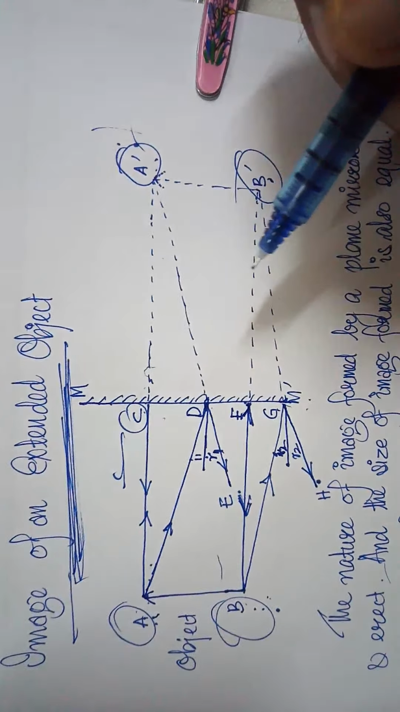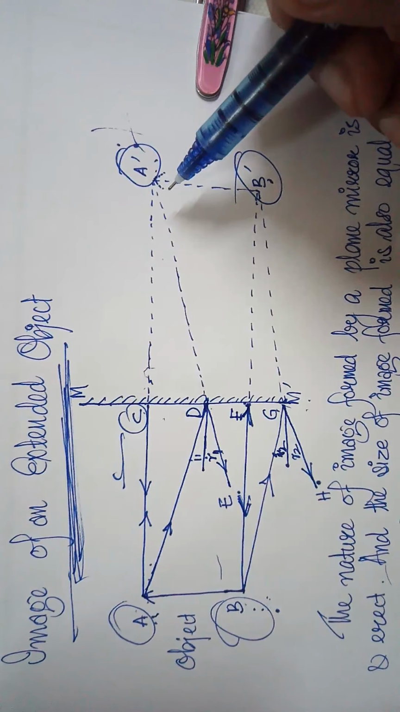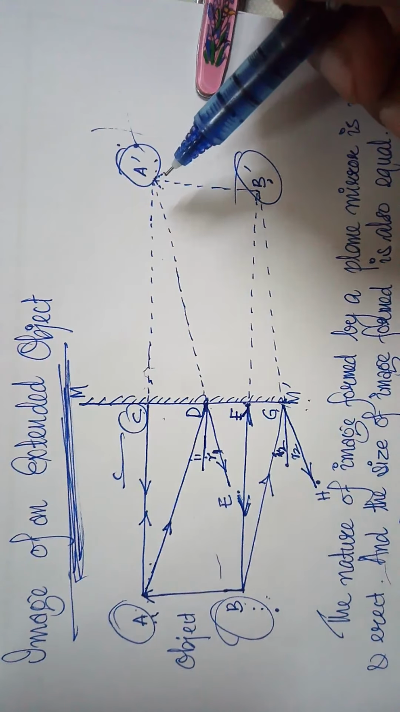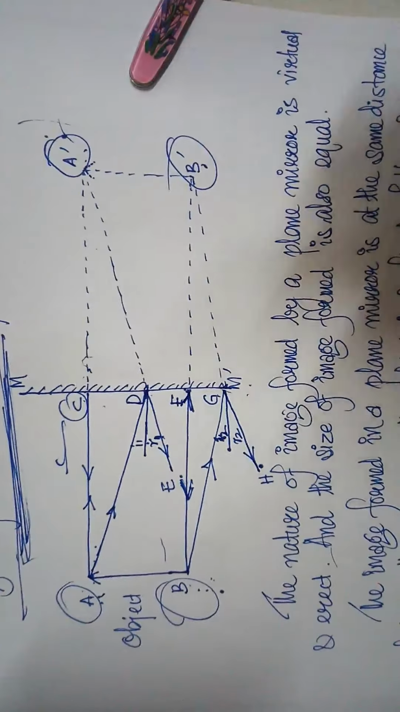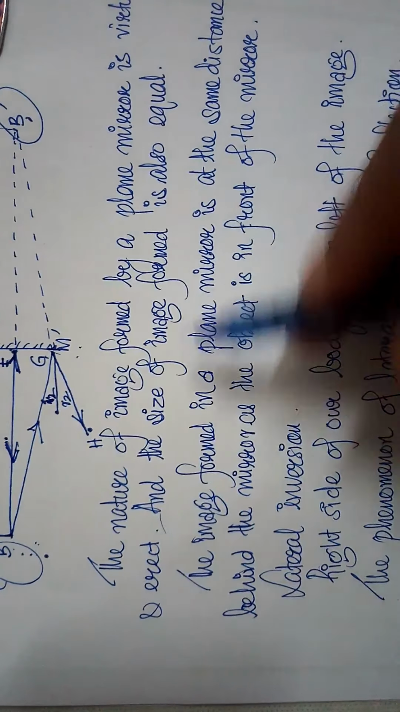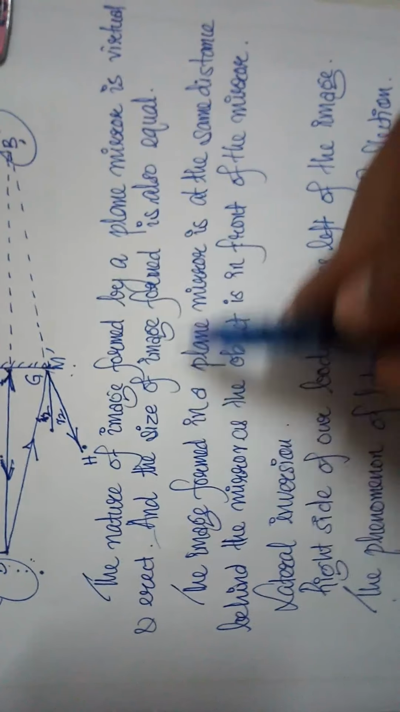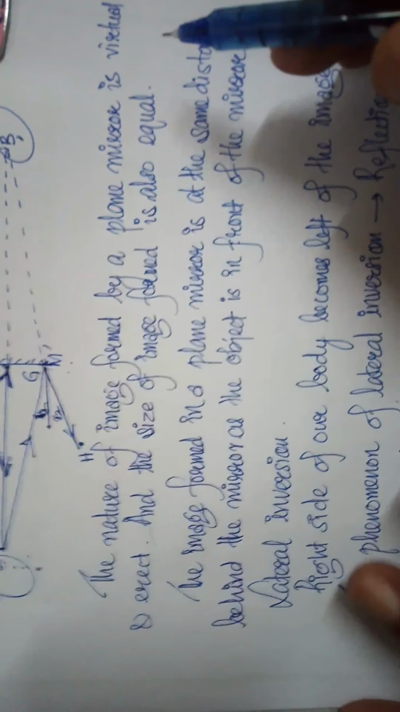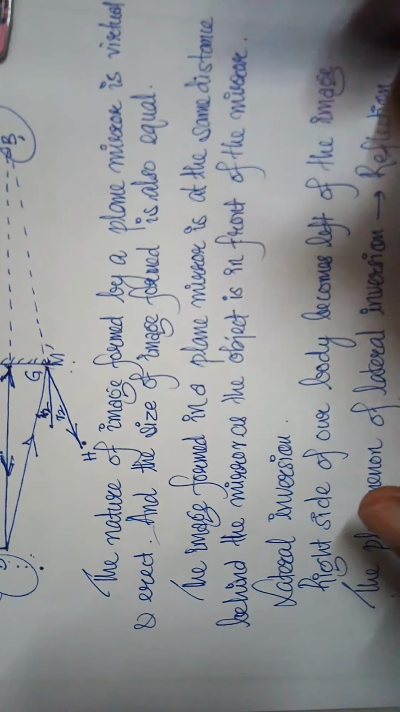The image is virtual, erect, and the same size as the object. The nature of the image formed by the plane mirror is virtual and erect, and it will have the same size. The size of the image formed is also equal.